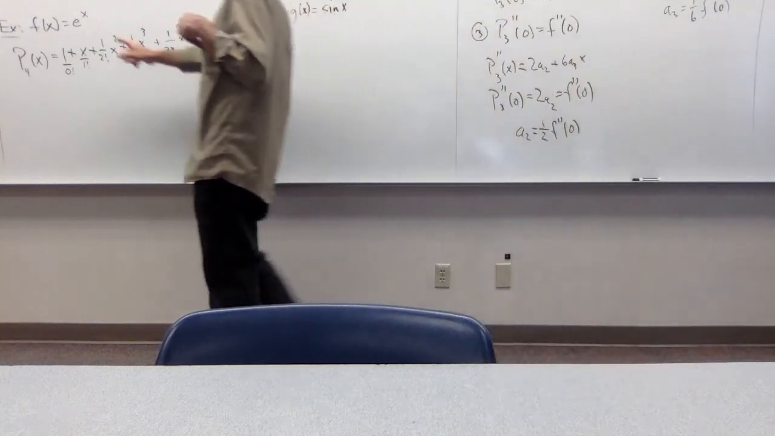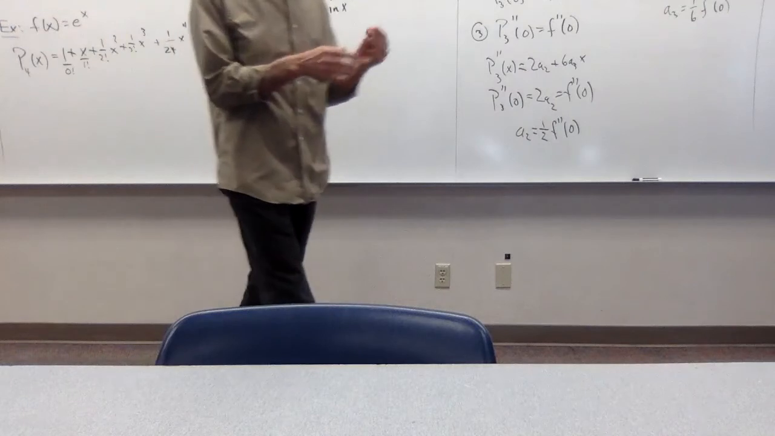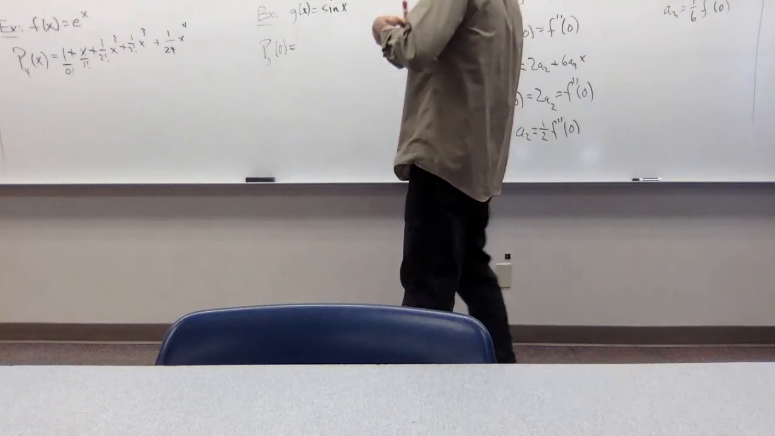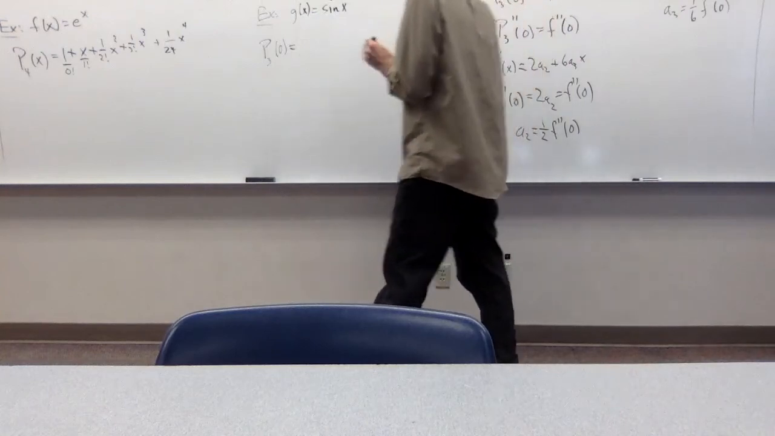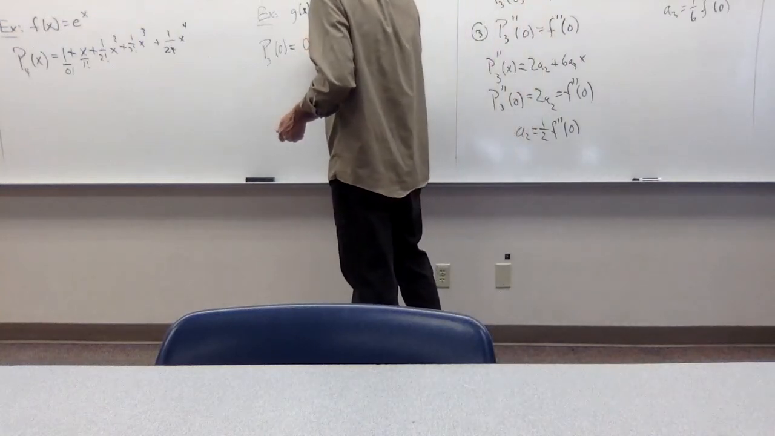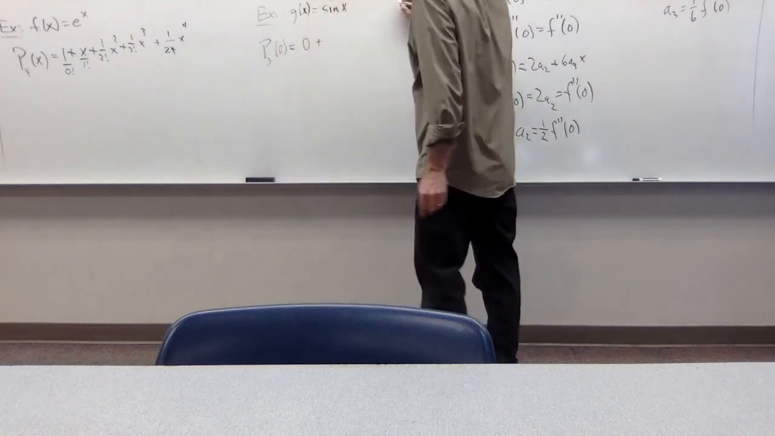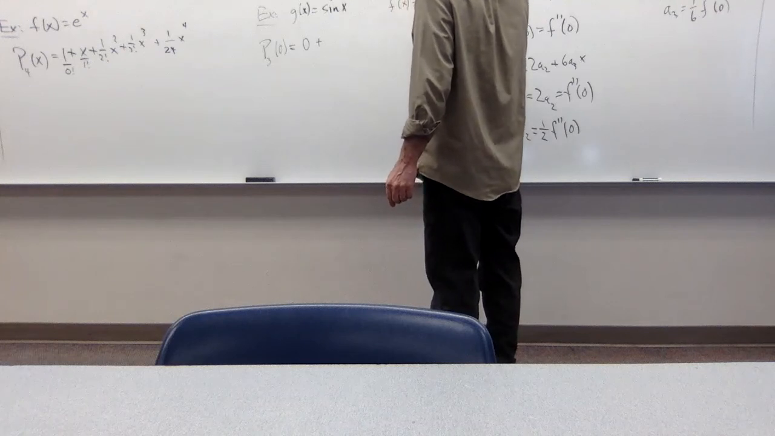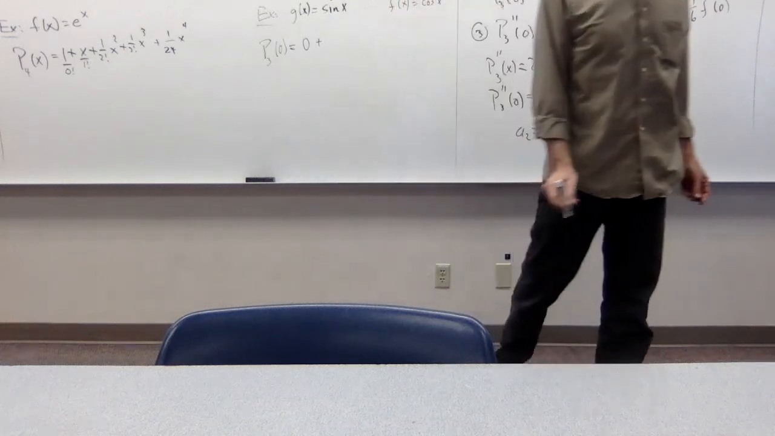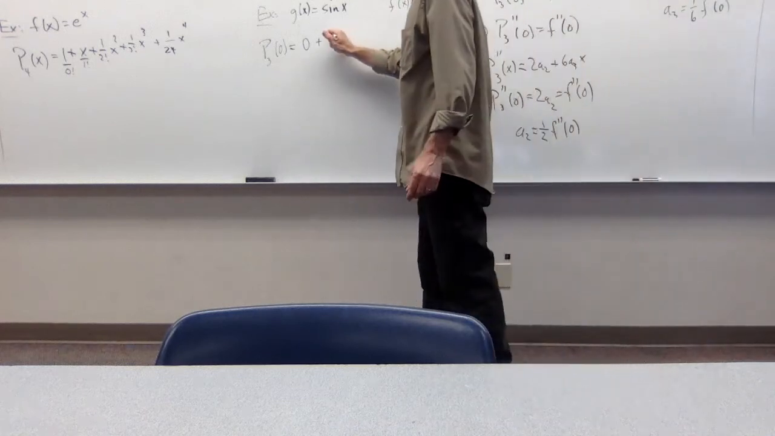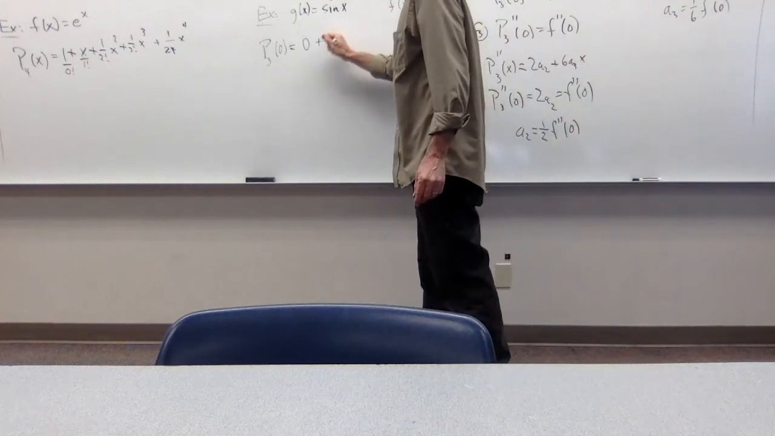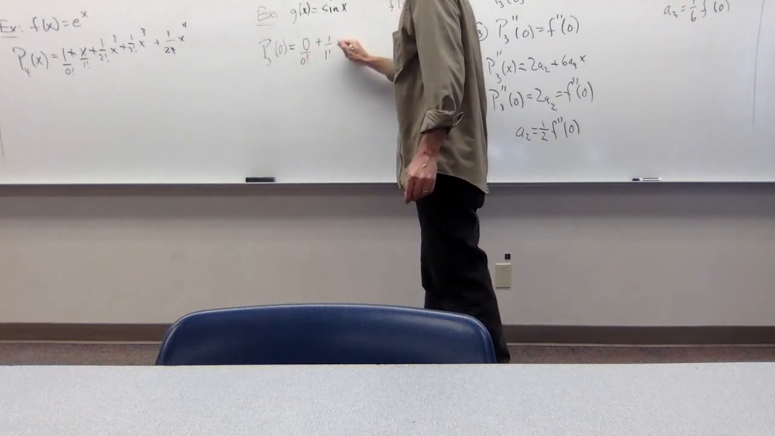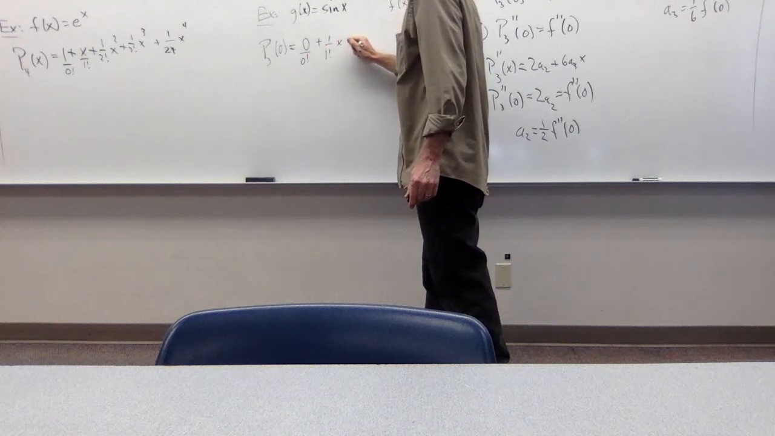P sub 3, I need the function evaluated at 0. What's the sine at 0? 0. That's awkward. Plus, the first derivative is cosine. The cosine of 0 is 1. So we get 1. Let's write out all the details, even though it may not be necessary yet.